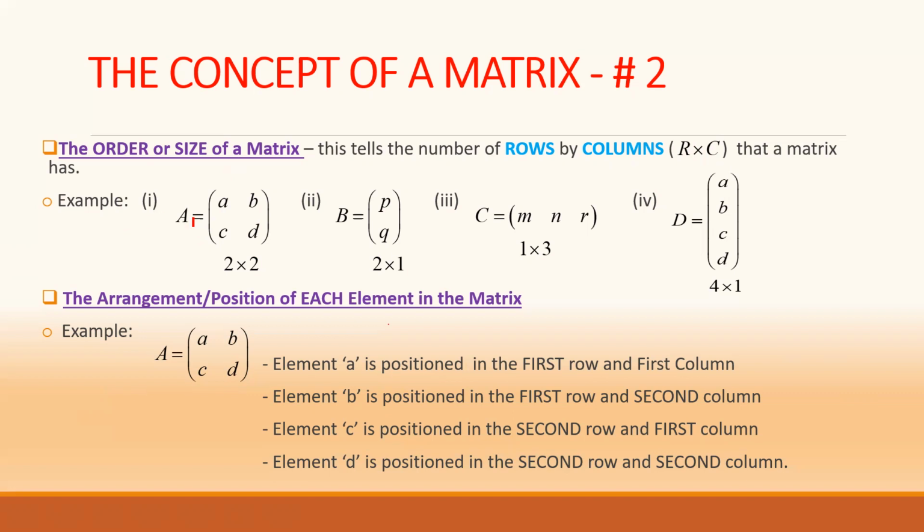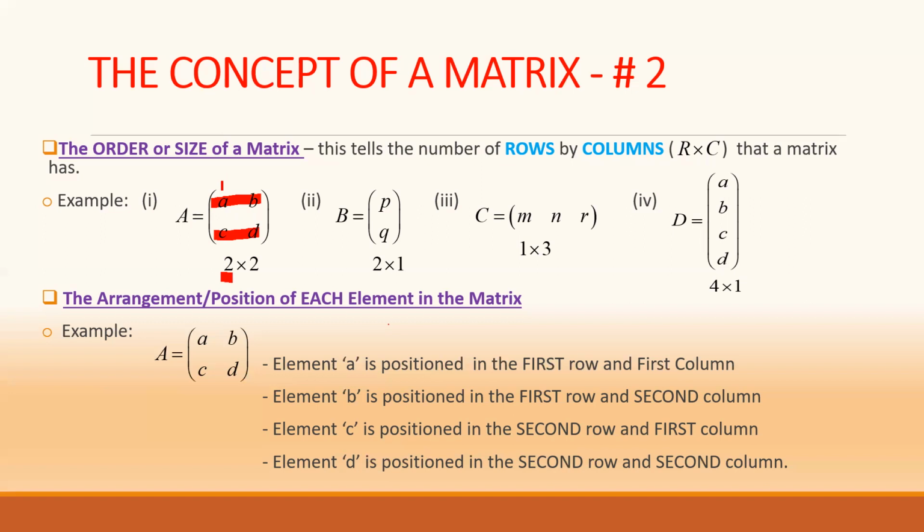So example 1, matrix A. Let us see if we can write the order of this matrix A. First we need to identify the number of rows that the matrix has and the number of columns, and then write it in the form R times C. Okay, so let's identify the rows. We can clearly see that A B is in a row and C D is in a row. So those are the only rows that are there. So it means that this matrix has 2 rows. So that's how we get this 2 right here.